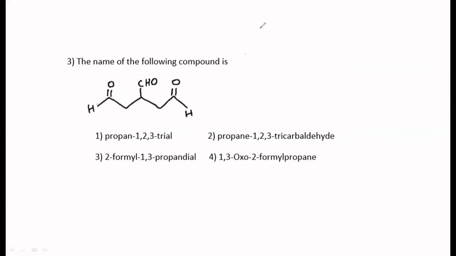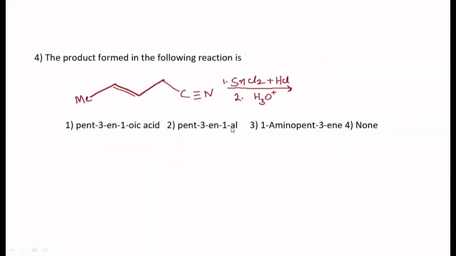Okay. Now let's move on to the next question. That is this. The product in the following reaction is, actually, according to you, what is the product? I think I had taken this while explaining the methods of preparation. Okay, SnCl2, this will be oxidized. This will be reduced, but not oxidized. Yes, pent-3-yn-1-al.